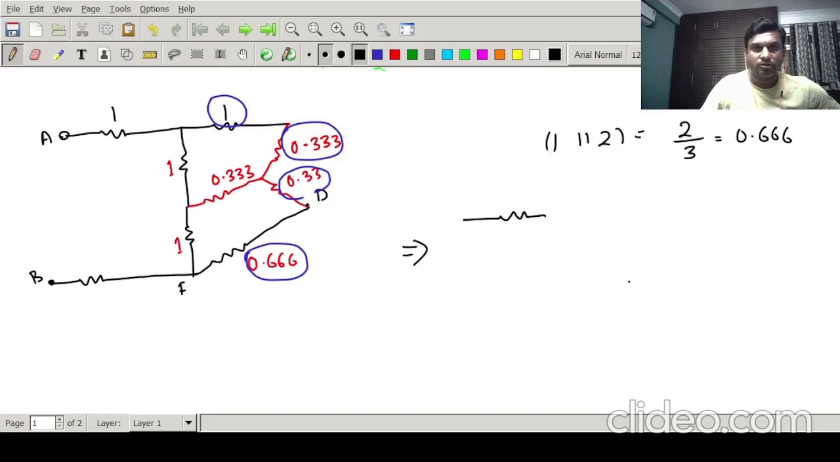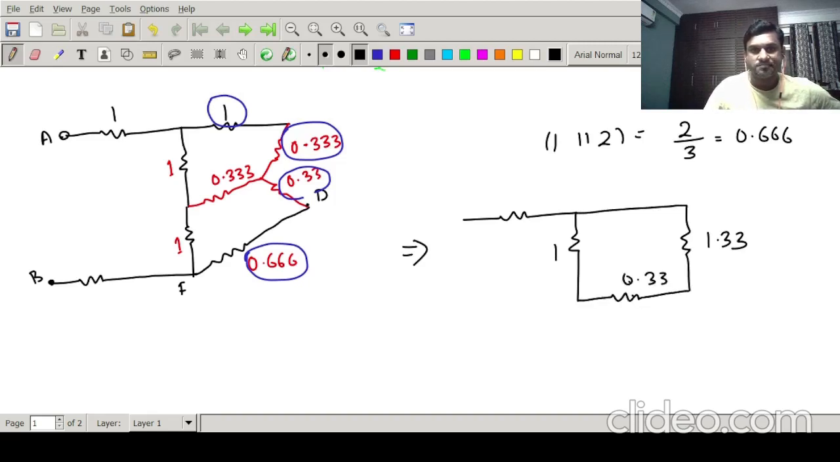By redrawing the circuit, this 1 and 0.33 are in series. So I can write down this is your 1.33, and this 1 will be as it is. In between them this 0.33 will come. Then the 0.666 and 0.33 we can add and it will make 1, and here also this 1 resistance will be as it is. So this is your terminal F, where this is the node A and this is the node B.